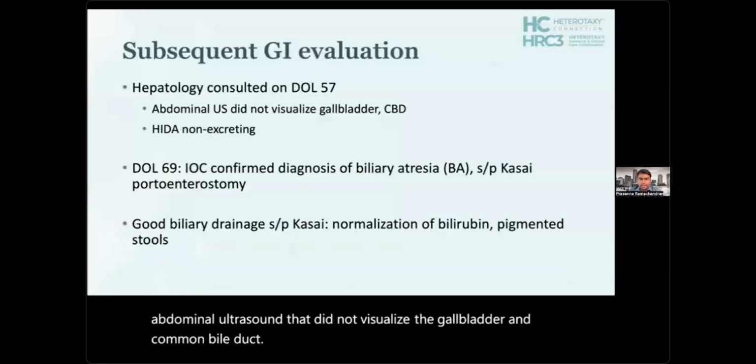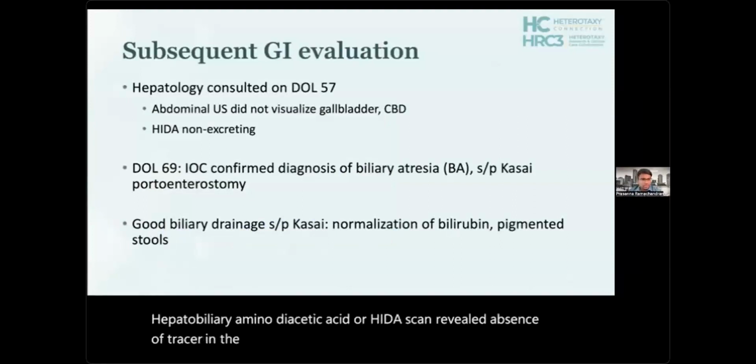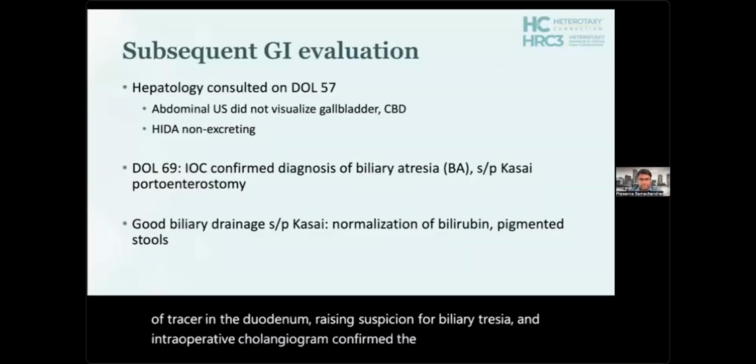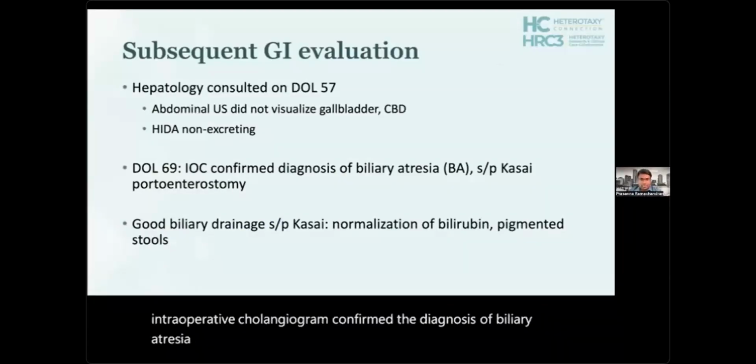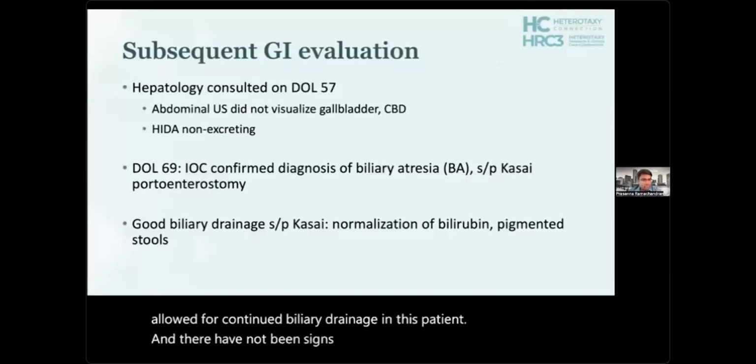A hepatobiliary iminodiacetic acid, or HIDA scan, revealed absence of tracer in the duodenum, raising suspicion for biliary atresia. An intraoperative cholangiogram confirmed the diagnosis of biliary atresia, and a Kasai portoenterostomy was performed with subsequent resolution of cholestasis. The Kasai procedure has allowed for continued biliary drainage in this patient, and there have not been signs of portal hypertension or worsening disease as of now.